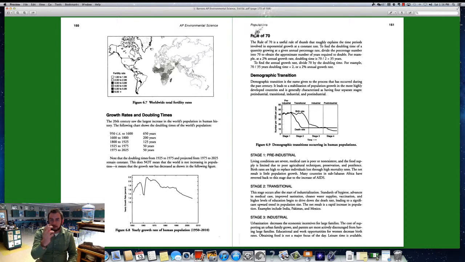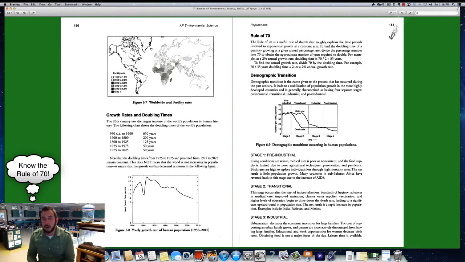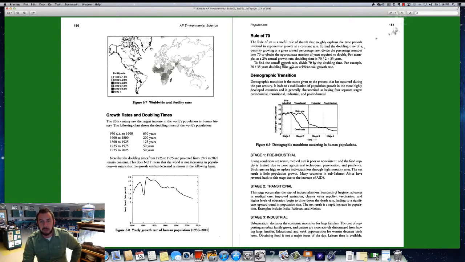All right. The rule of 70. This is one thing I did not discuss during my teaching of AP Environmental Science, but the rule of 70 is a useful rule of thumb that roughly explains the time periods involved in exponential growth at a constant rate. To find the doubling time of a quantity growing at a given annual percentage rate, divide the percentage number into 70 to obtain the approximate number of years it's required to double. For example, at a 2% growth rate, the doubling time is 35 years. So 70 divided by 2 is 35.